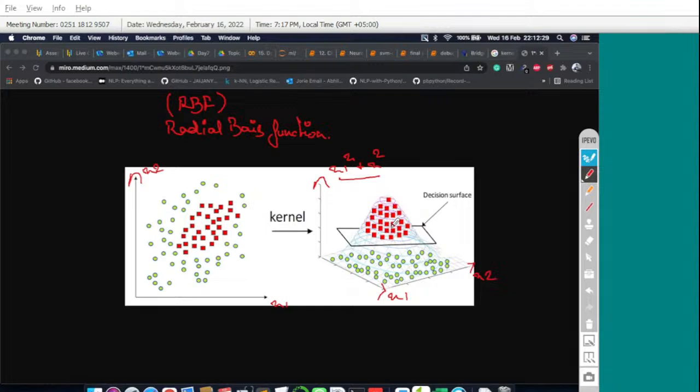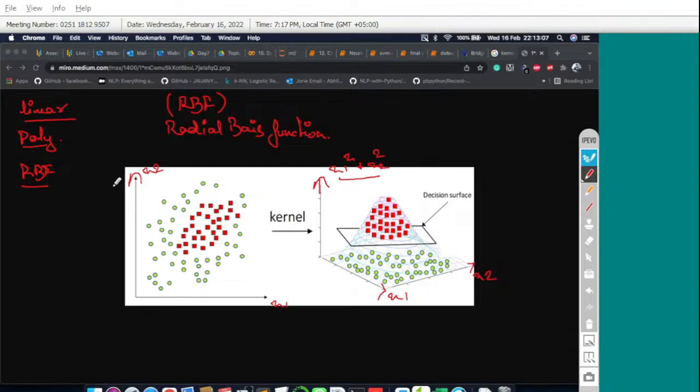Make sense? So there are three possible kernels: linear, polynomial, and RBF. This is the RBF, on the third dimension, that is x1 square plus x2 square. On this dimension, the data is separated. This is the third kernel, RBF. Polynomial is also possible and linear is also possible.